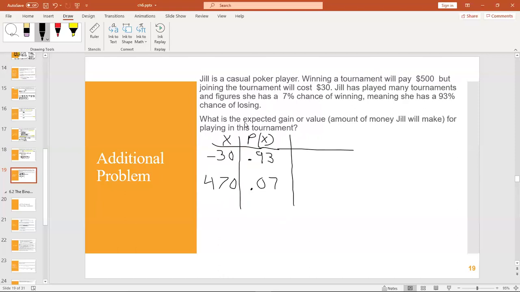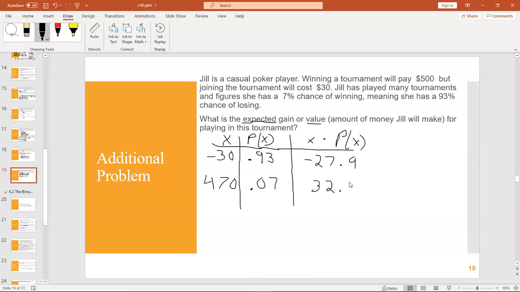So we're going to find the expected gain or the expected value. So we'll just do this by hand since there's only two values to work with here. So negative 30 times 0.93 is going to give you negative 27.9. On the other hand, 470 times 0.07 is going to give you 32.9.